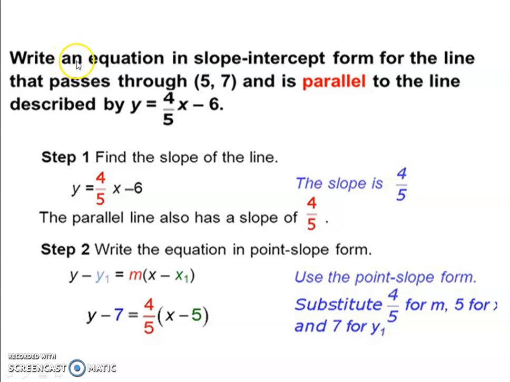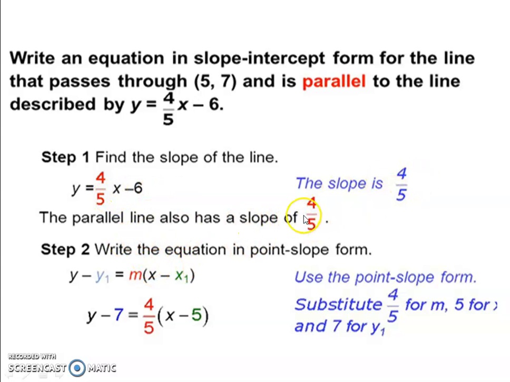Write an equation in slope intercept form for the line that passes through (5, 7) and is parallel to the line described by y = 4/5 x minus 6. First step, find the slope of the line. What is the slope of this given line? Yes, 4/5 is the slope.